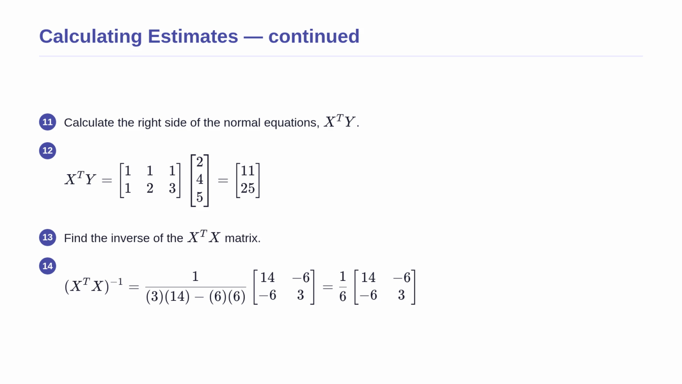Now we have all the pieces, but we still need the inverse of our x transpose x matrix. For a 2 by 2 matrix, we swap the diagonal elements, change the signs of the off-diagonal elements, and divide by the determinant. The determinant is 3 times 14 minus 6 times 6, which equals 6. We divide our rearranged matrix by 6 to get the true inverse.